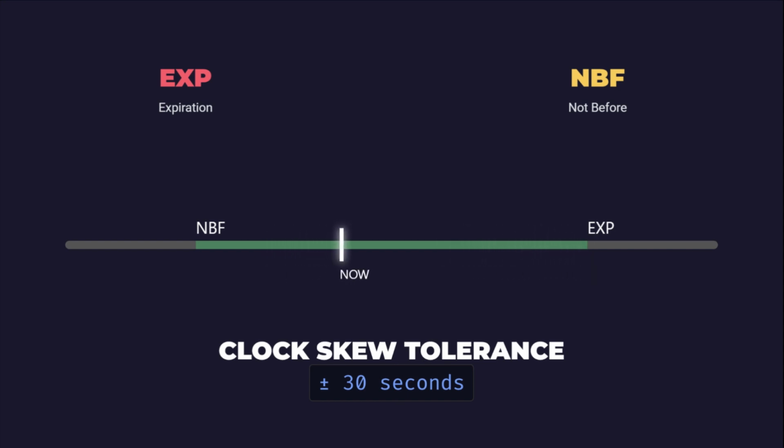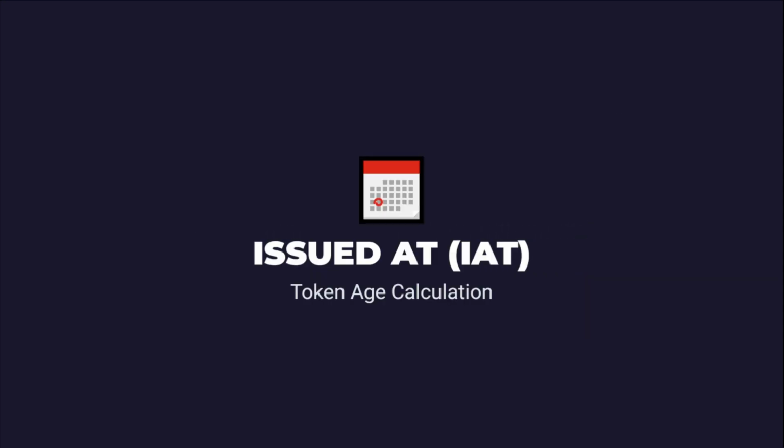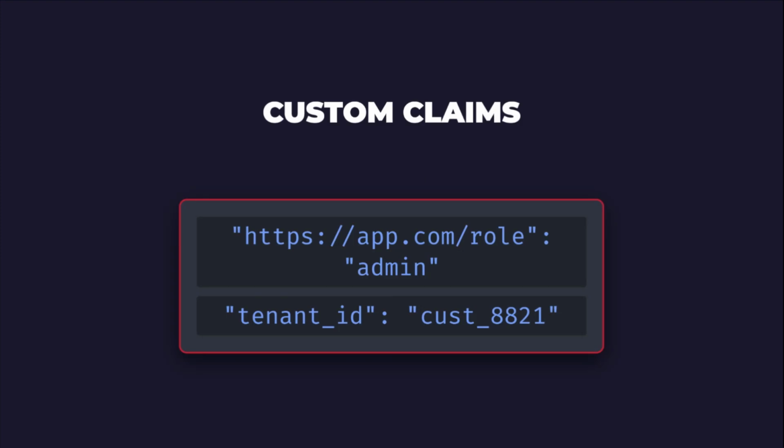Crucially, implement a small configurable clock skew tolerance, typically 30 to 60 seconds, when comparing these times. This tolerance mitigates issues arising from minor time synchronization differences between the issuing server and the validating server. The IAT, or issued at claim, is informational but useful for logging and calculating token age.